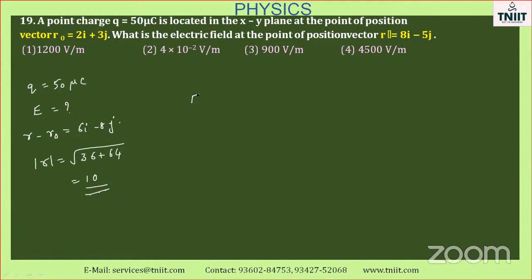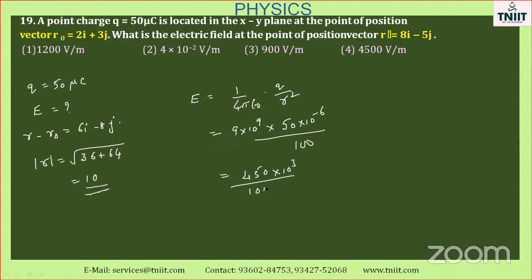You know that electric field is given by the formula 1 by 4 pi epsilon naught into charge by the distance squared. 9 into 10 power 9, charge is 50 microcoulomb. Distance squared is 10 squared, that is 100. So 9 into 5 is 45, 450 into 10 power 3 by 100. The tens will get cancelled. 45,000 by 10, so it will be 4,500. So option 4.